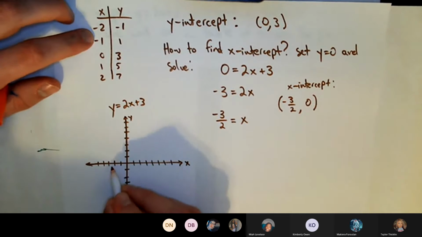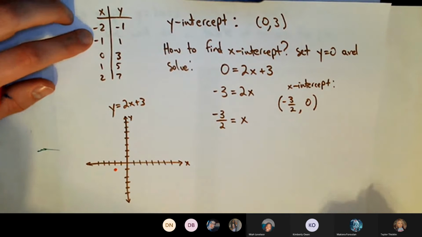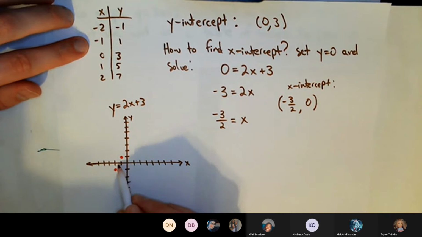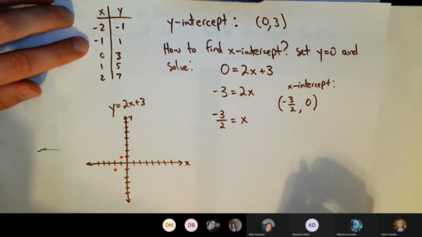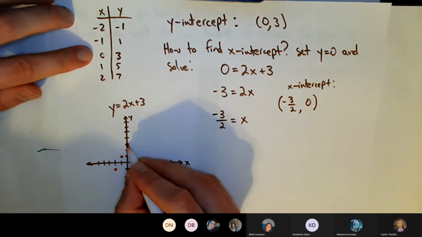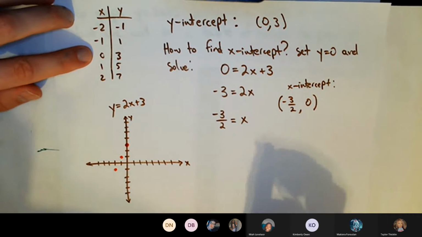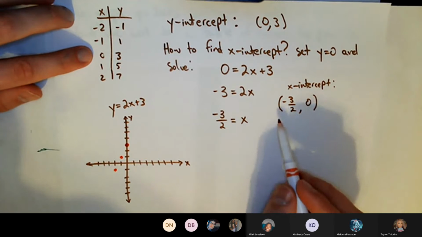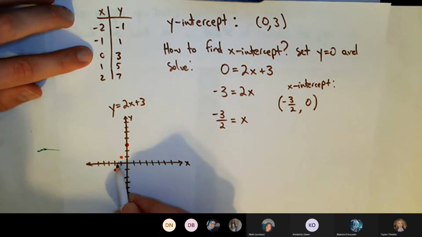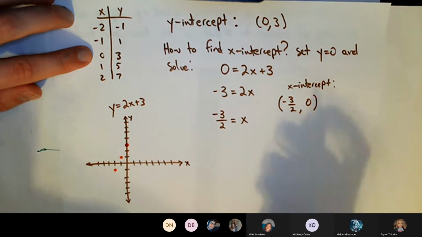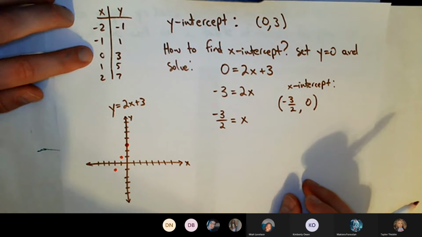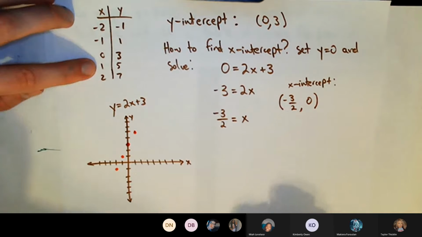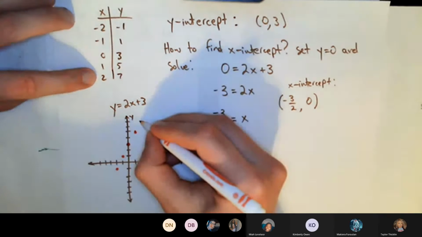Negative 2, negative 1 is going to be right here in the third quadrant. Negative 1, comma 1 is going to be right there. Negative 1 for x, positive 1 for y. 0, comma 3 is going to be up here. 0 for x. Now notice I didn't graph my x-intercept, but where would it be? Negative 3/2 is negative 1.5, so it would be right between negative 1 and negative 2 on the x-axis. I just didn't graph it because it's fractional. I don't want to graph fractions. All right, 1, comma 5 is my next point, and 2, comma 7 is my last point.